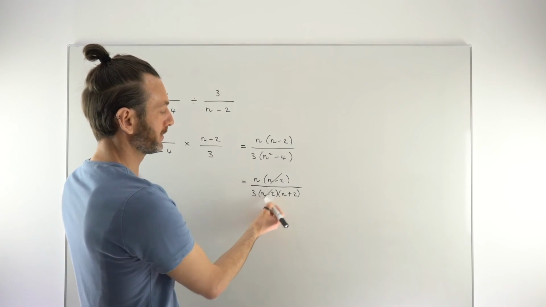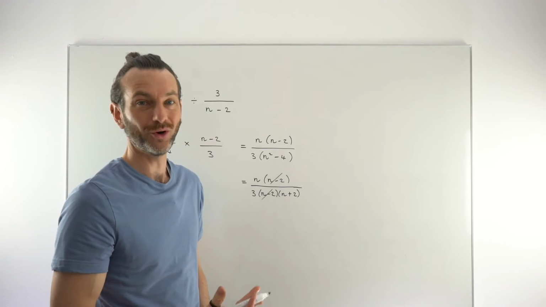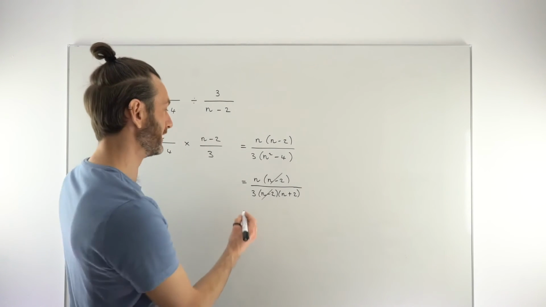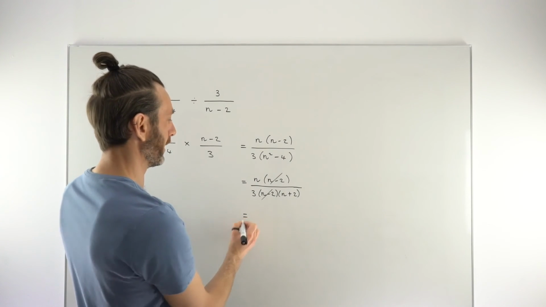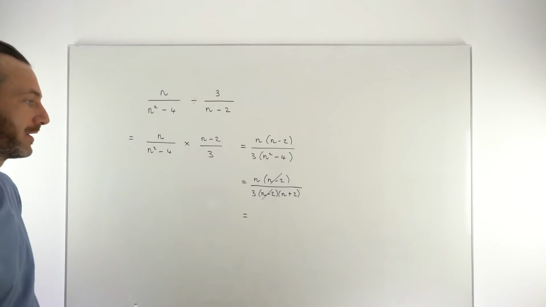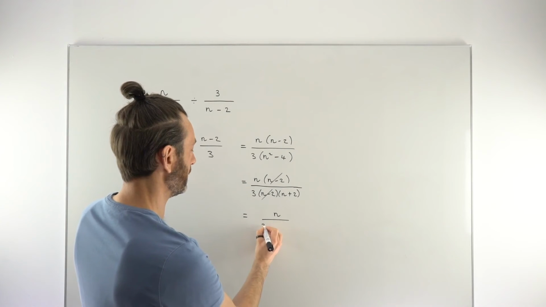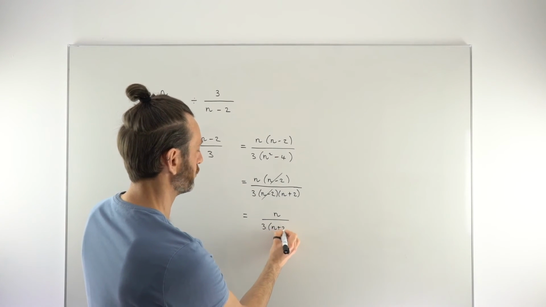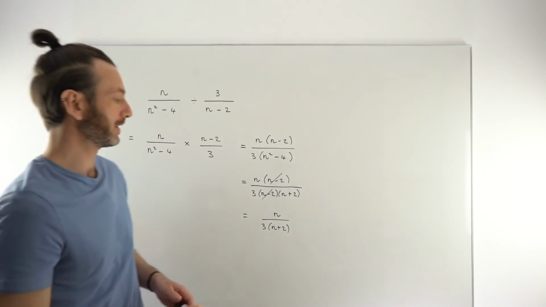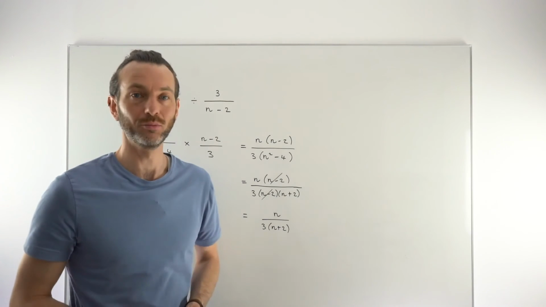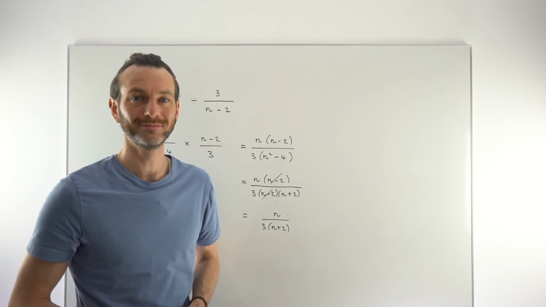Essentially that just means cancelling these out. They don't automatically cancel, it's just because we're dividing top and bottom by those terms, but effectively it means they're going to cancel, leaving us just an n on the top and leaving 3 bracket n plus 2 on the bottom. So that is the answer to that one. That is the fraction in its most simplified form.